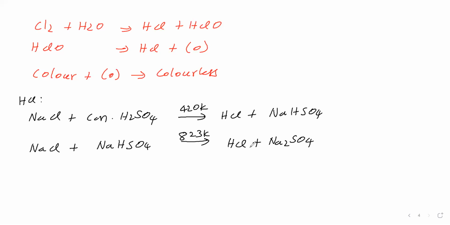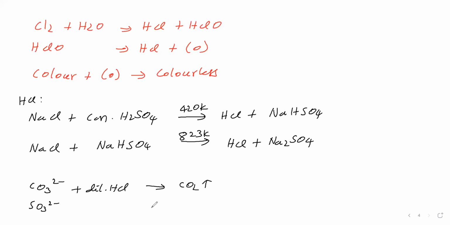We can use this HCl in which case? For salt analysis. In the salt analysis, HCl is used for finding anions as well as for finding cations. For finding which anions? For finding carbonate. Because carbonate with dilute HCl or concentrated HCl gives carbon dioxide gas.